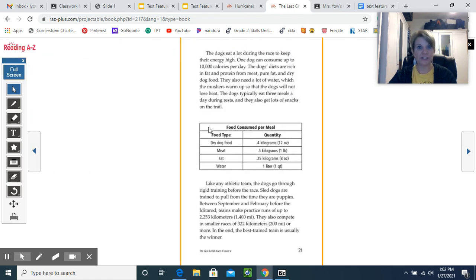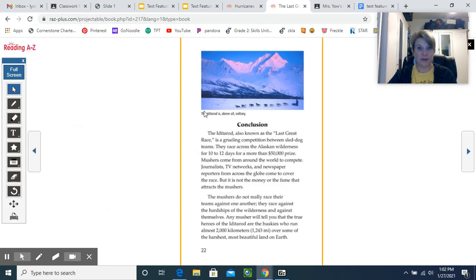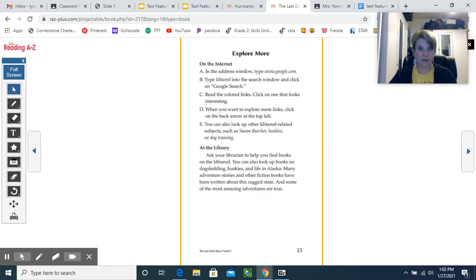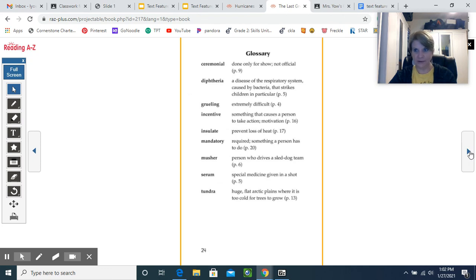Here's another table. And here's another caption and photograph and another heading to tell me I'm getting to the conclusion of the book. Here's some more headings. Oh, look, here we go. Here's a subheading. So here's a heading, explore more. Underneath it is a subheading to tell me this stuff is going to be on the internet. And here's another subheading to tell me that this stuff is going to be at the library. Didn't realize that was there before.